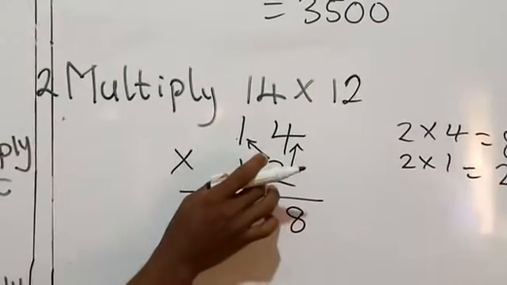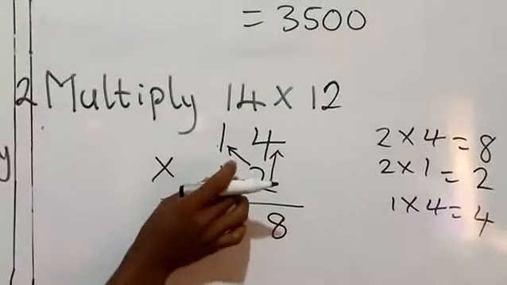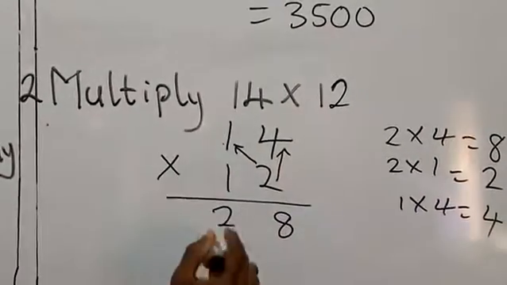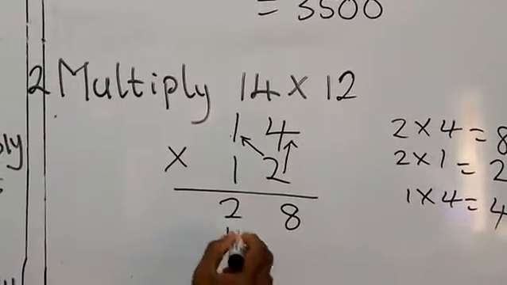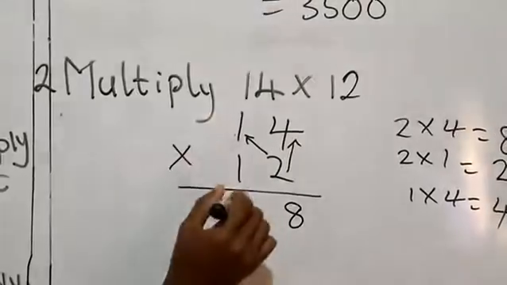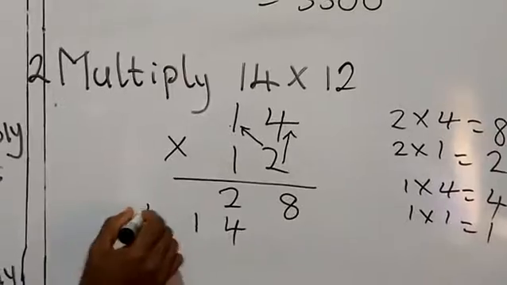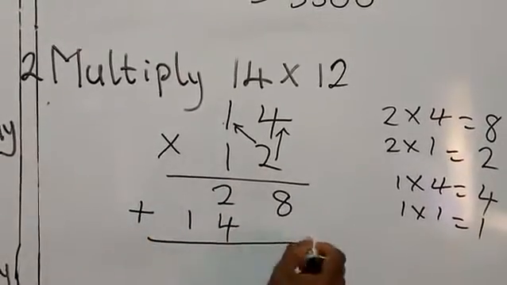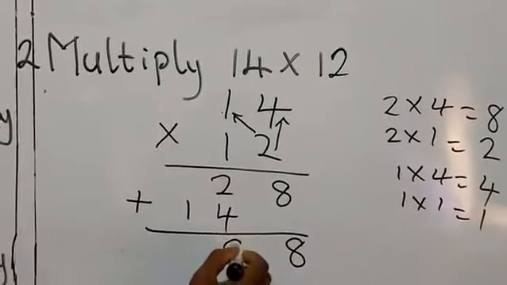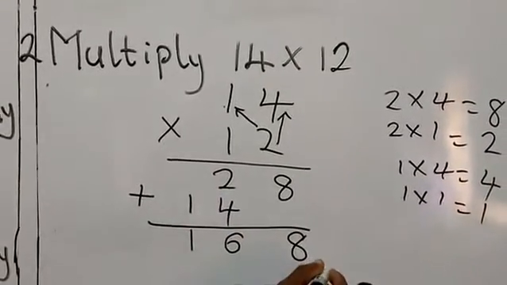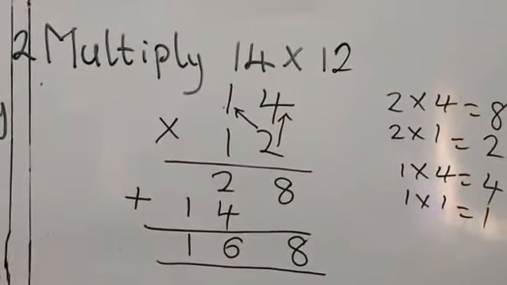We move over to 1. 1 times 4 will give us 4. Now because we are multiplying by 1 here, our answer will be written just under this 1. So we have 4, and then 1 times 1 will give us 1. You write it here. Then you put your addition sign to put them together. 8 plus nothing will give us 8. 2 plus 4 will give us 6. And then your 1, you bring it down because there's nothing here. So our answer is 168.